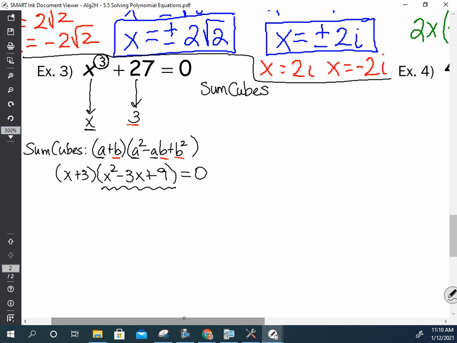Any questions before we continue? Now that it's factored, set each factor equal to 0. So x plus 3 equals 0. That's negative 3. So there's one answer.